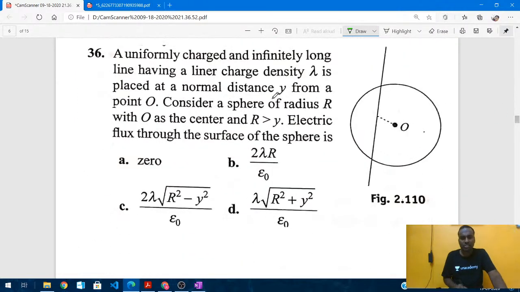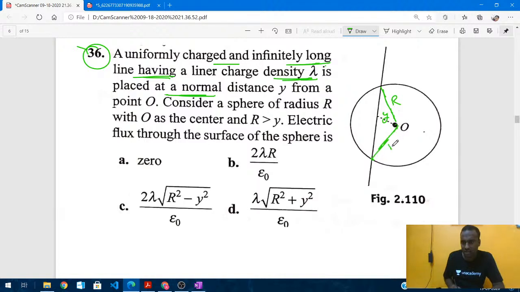Another very nice question, students. If anybody knows, kindly answer. A uniformly charged and infinitely long line having a linear charge density lambda is placed at a normal distance y. This is the distance y, students. What is this value? R. What about this value? R. Consider a sphere of radius r. So r is greater than y, of course. This length is very small when you compare with this.